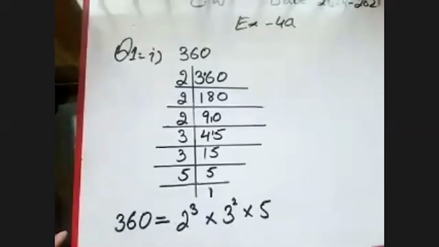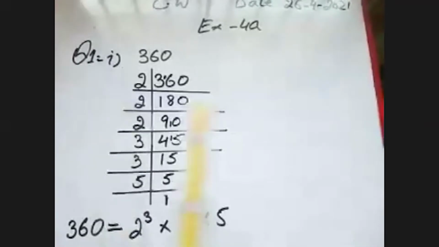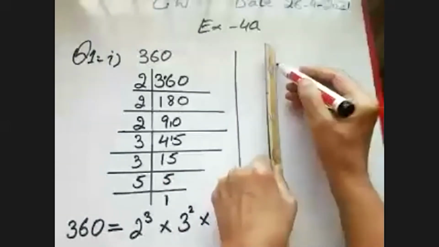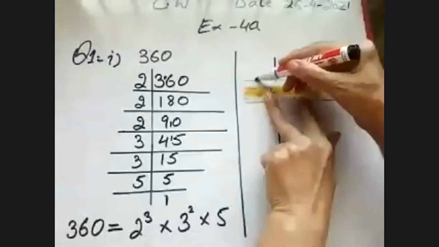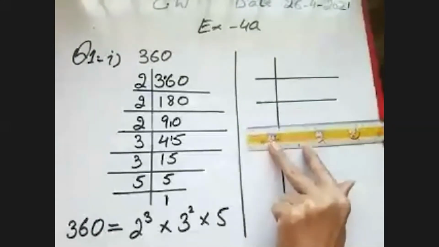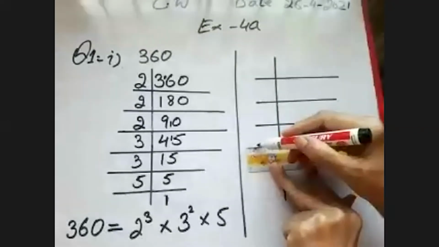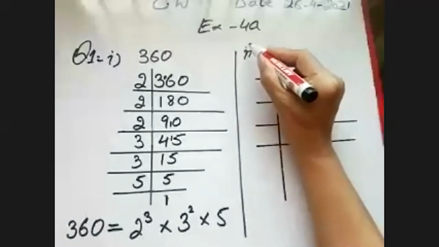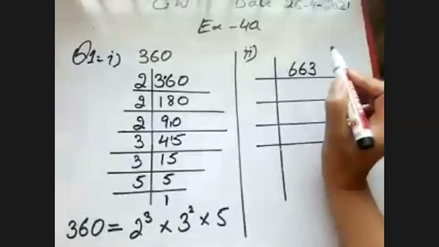The second part is, here I'm going to do it. The number is given to you as 663. Use the ruler to mark the lines. The second part of the same first question, the number is 663.